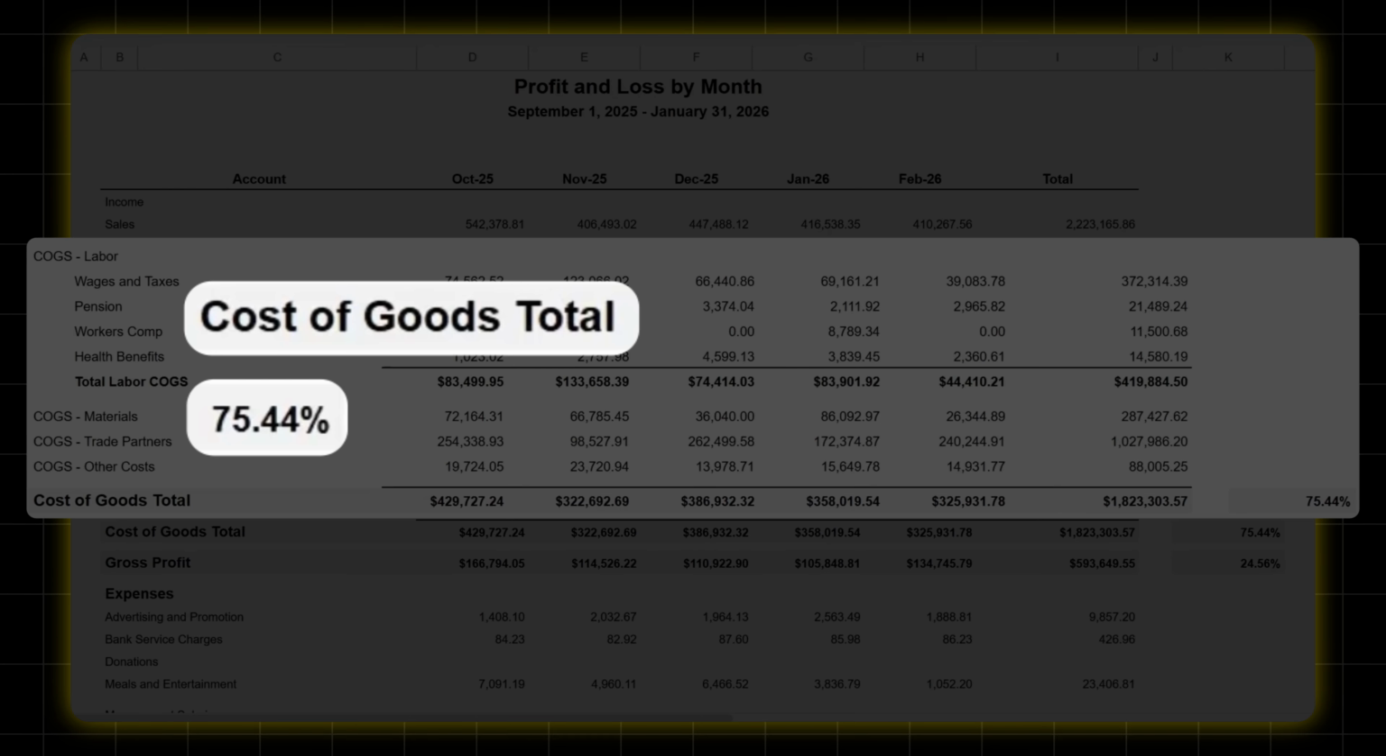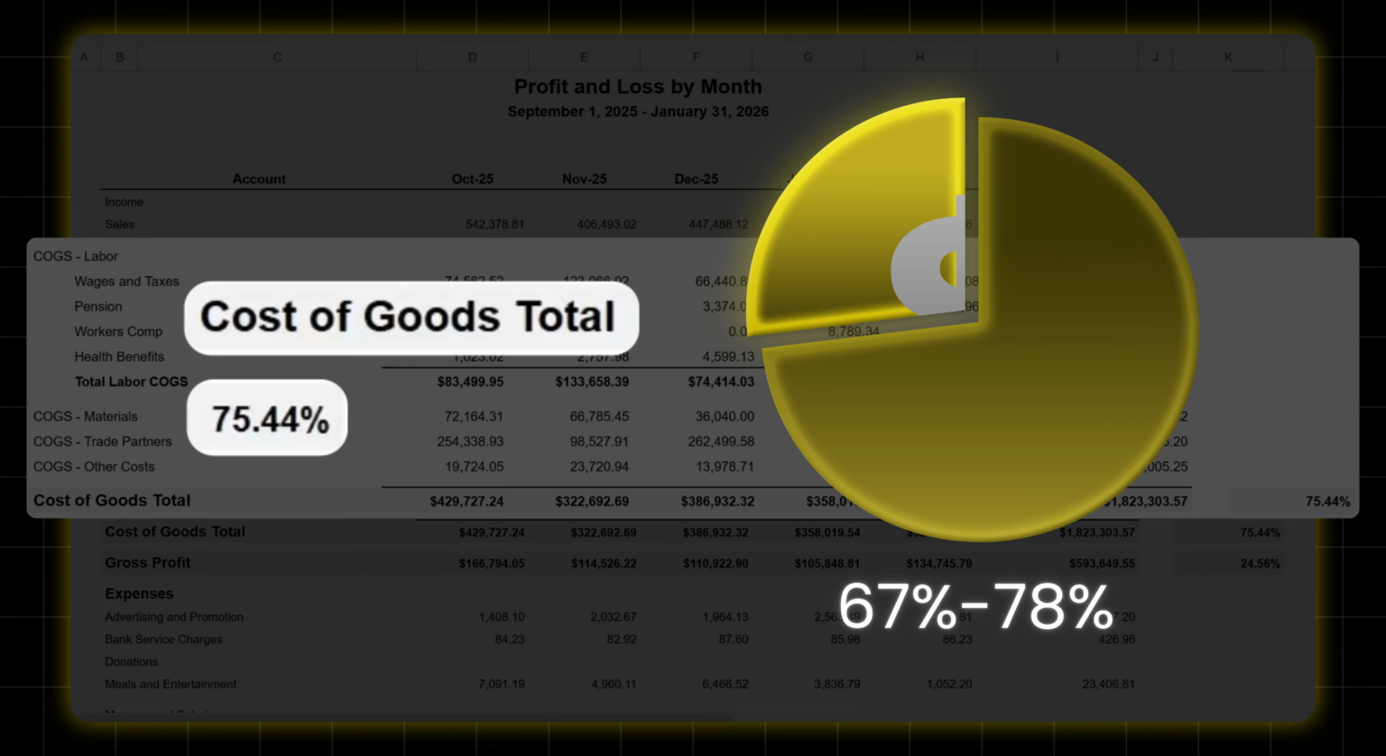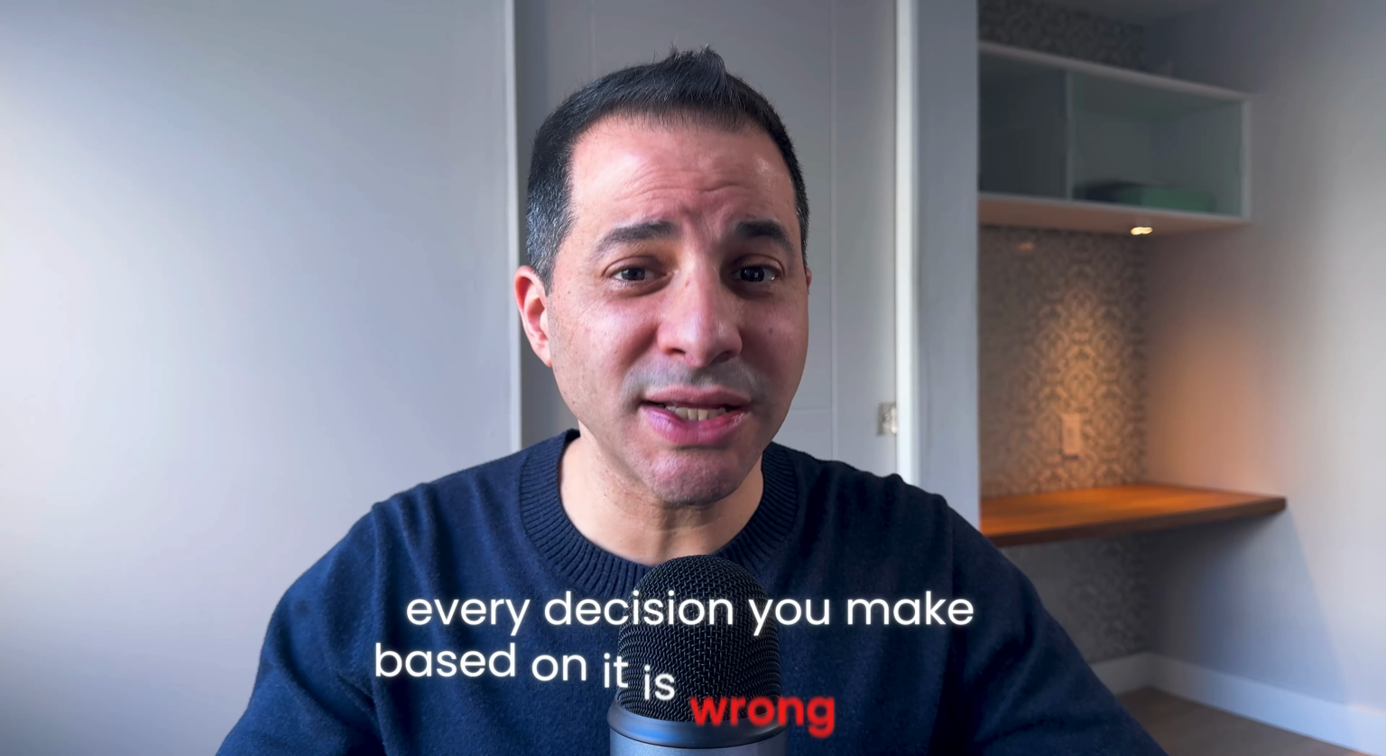Now here is why getting this right matters. Your total cost of goods should sit between 67 to 78% of your total income. If costs that belong here are sitting somewhere else in your P&L, the percent is wrong and every decision you make based on it is wrong as well.